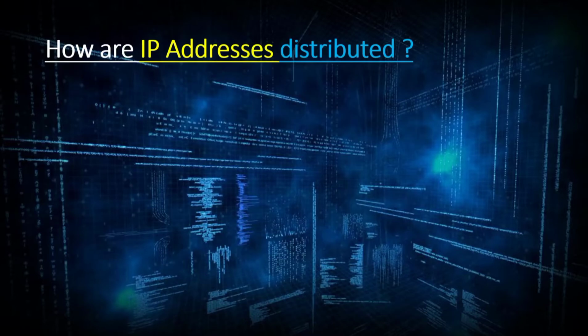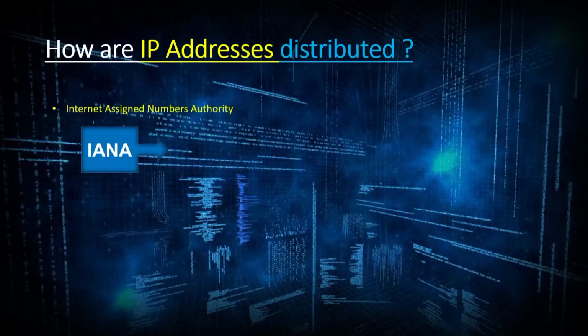Let's discuss how IP addresses are distributed. Each device connecting to the internet has its own unique IP address. But who owns the IP address and who distributes them? ICANN, Internet Corporation for Assigned Names and Numbers, is responsible for creating and distributing IP addresses. So ICANN is the initial owner of each IP address.